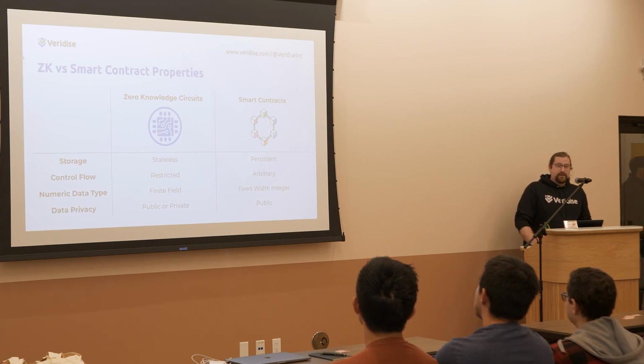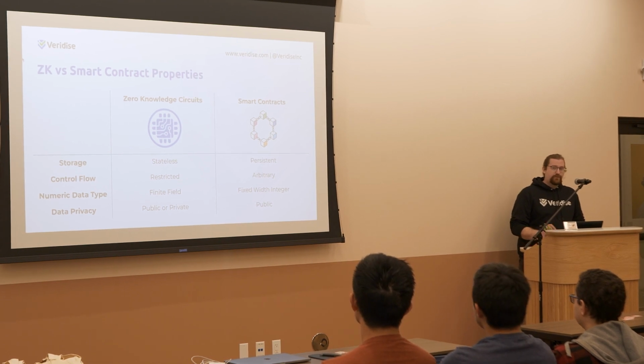In addition to that, the numeric data type that you're going to be operating over is a finite field. These can be of different sizes, but the important part is they will span from 0 up to some typically relatively large prime. And then the important part, the reason why a lot of people are using zk, is because they will allow you to perform private computations. So inputs to a zk circuit can be kept private, or they can be made public.